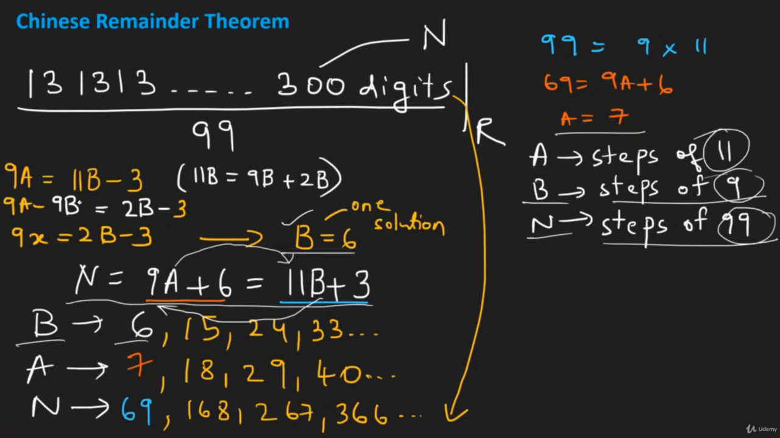Alright, now you can see that the number that we are given over here, 1313 etc. up to 300 digits, is part of this AP over here. Let me write that over here.